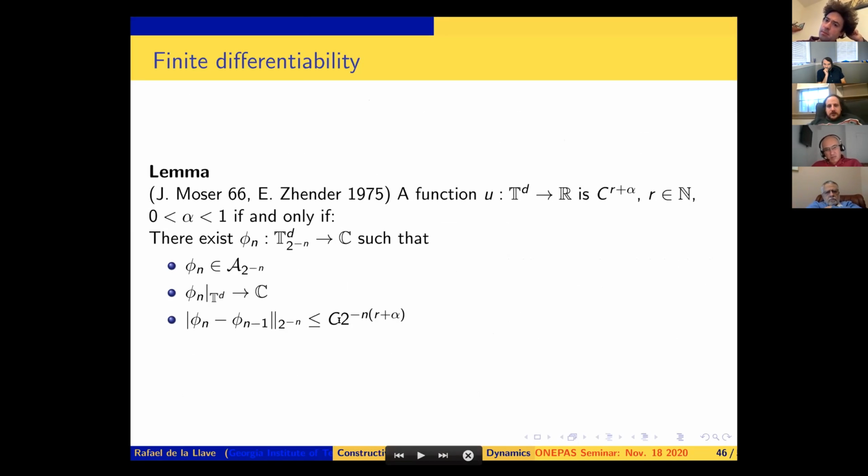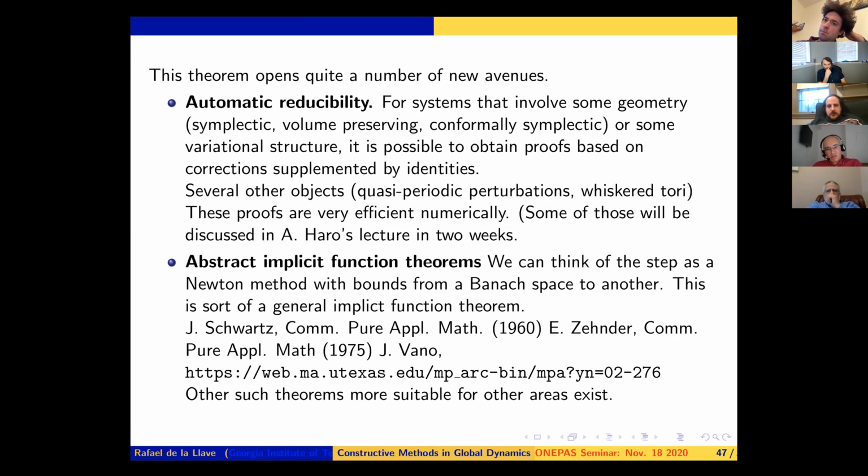And this is the assumption. And if you take this, then you can take the analytic results in an a posteriori format and convert them into finite differentiability. So that's the trick that was used by Jürgen Moser.